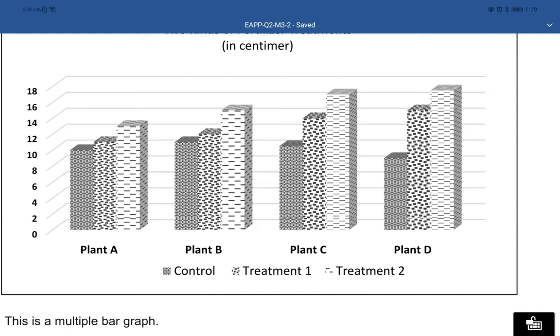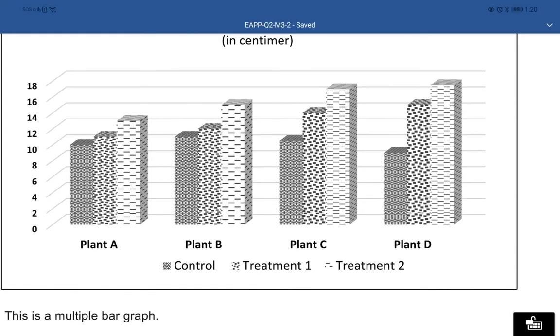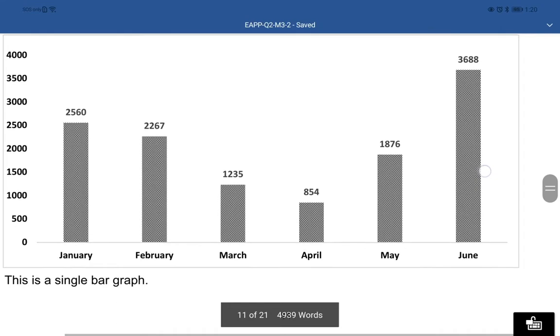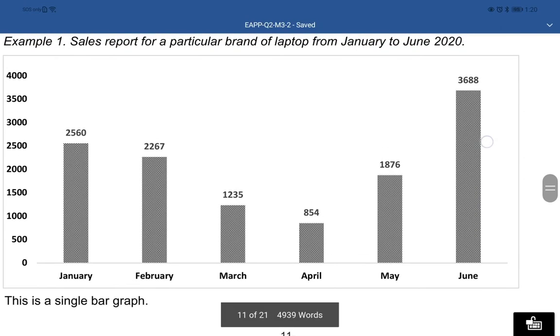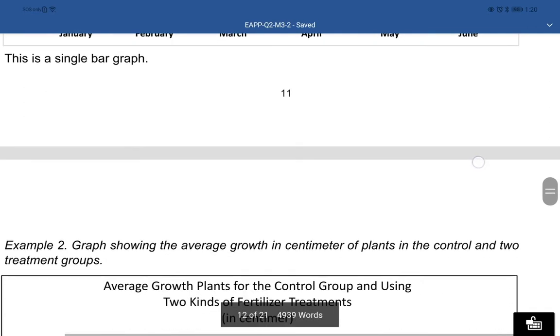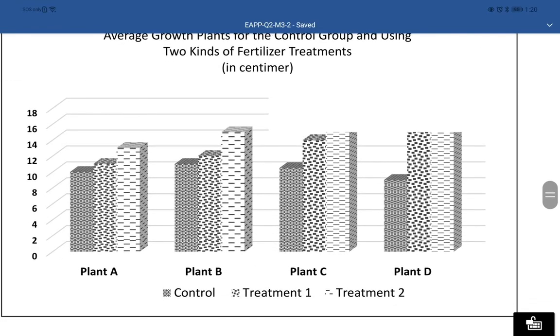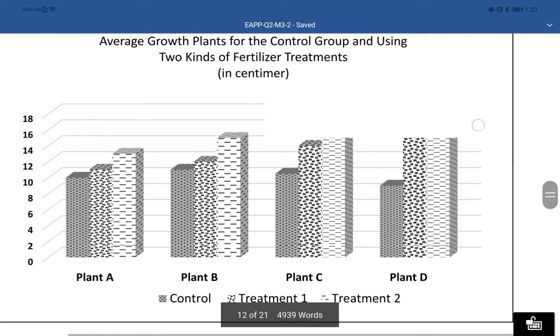Yun, halimbawa ito, average growth of plants for the control group and using two kinds of fertilizer treatments. Halimbawa, may halaman. So, tinetest mo yung mga halaman na yon kung kamusta yung growth nila without treatment, with treatment 1 and with treatment 2. So, halimbawa, yung halaman, pinalaki mo lang siya as is. Yung pangalawang halaman, pinalaki mo siya gamit itong fertilizer na to. Yung isang halaman, pinalaki mo siya gamit ang pangalawang klase ng fertilizer.